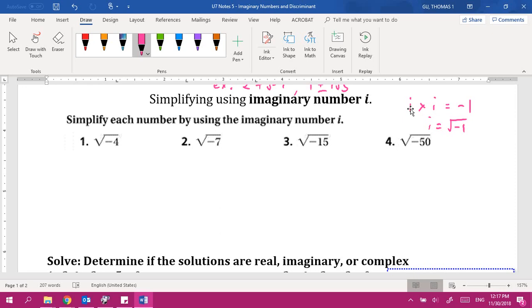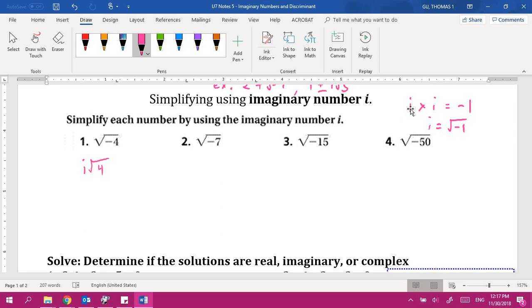Yeah. But using it in practice is actually really easy. So on number 1, we're going to simplify each number using the imaginary number i. All you have to think about right here is, you see a square root of -4, right? I don't want the negative under the square root, so all I have to do is take the i out. i, square root of 4. That's it. You see a negative under the square root? To get rid of it, just bring the i on the outside. And then it becomes positive.